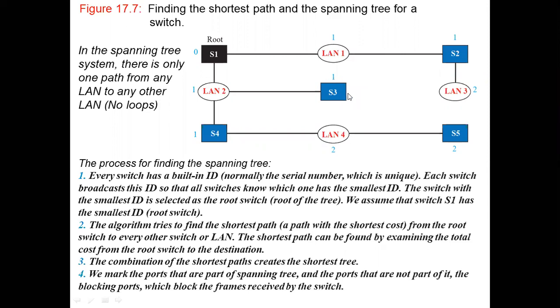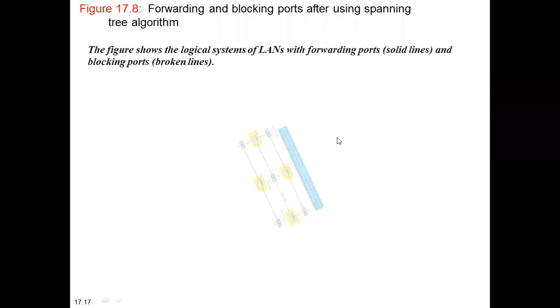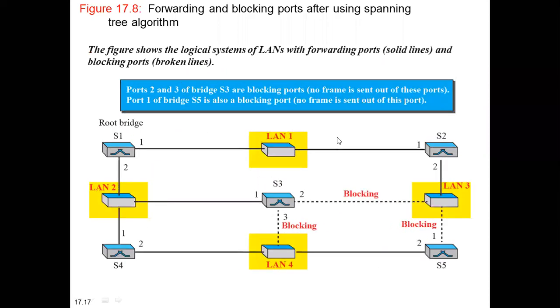Say for example, S3 to LAN 3, there is no connection, so we represent it as a blocking port. Similarly, S3 to LAN 4, there is no connection, so we represent it as a blocking port. So this is the final diagram of the earlier architecture we had.